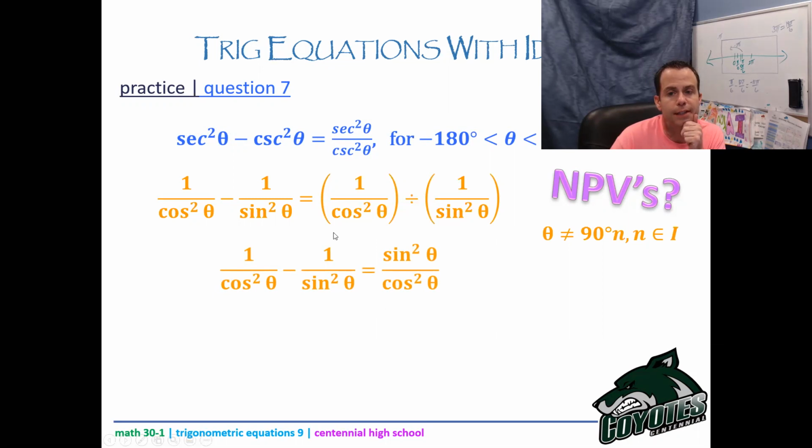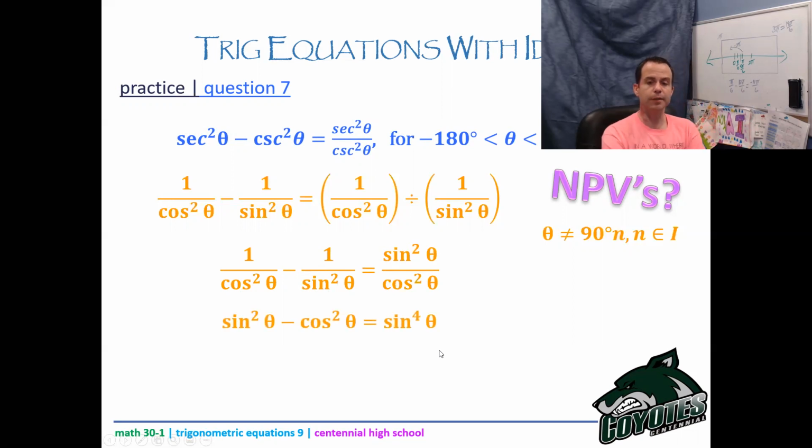Now, let's get rid of the fractions here. So we're going to multiply everything by cos squared theta, sine squared theta. If I multiply this guy by cos squared theta, sine squared theta, I'm left with just sine squared theta, because my cos squared thetas will divide each other out. This will just leave me with cos squared theta. This will leave me with sine to the 4 theta, because my cos squareds will divide each other out, but I'm left with sine squared times sine squared. So that's where this equation comes from. Sine squared theta minus cos squared theta equals sine to the 4 theta.